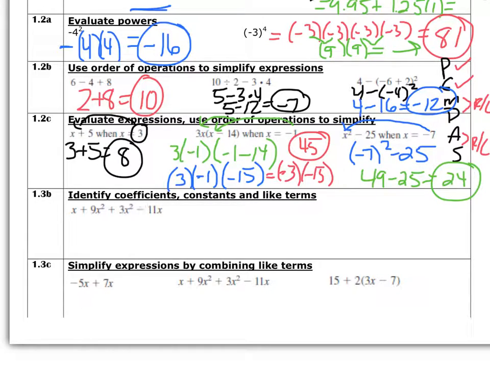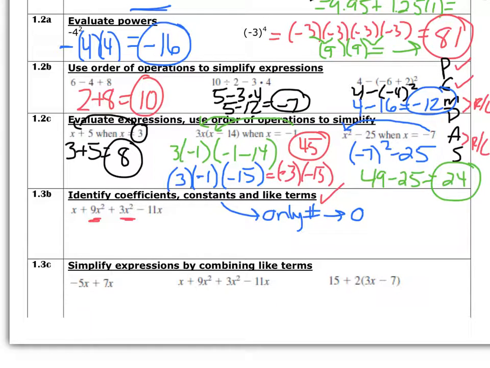1.3b, identify coefficients, constants, and like terms. Let's actually do the like terms first. So our like terms are 9x squared and 3x squared. Those are the like terms. The constants on here, the constant means it is only a number. There can't be any variables. Well, if you look at this, that has a variable, a variable, a variable, and a variable. The constants on here, there are none. So the constant here is 0.